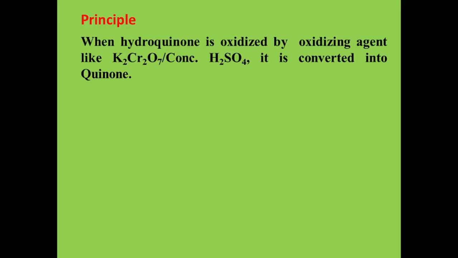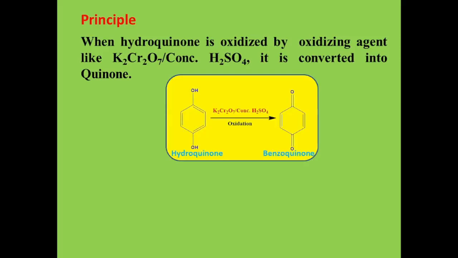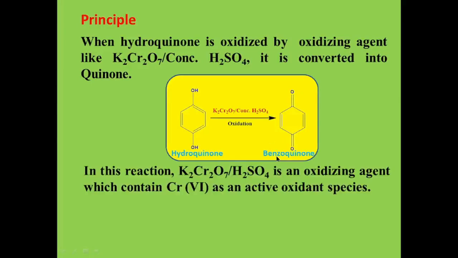The principle of this preparation is that when hydroquinone is oxidized by an oxidizing agent like potassium dichromate in concentrated sulfuric acid, it is converted into quinone. This is the reaction. Hydroquinone is oxidized using potassium dichromate in concentrated sulfuric acid oxidizing agent into benzoquinone or quinone.